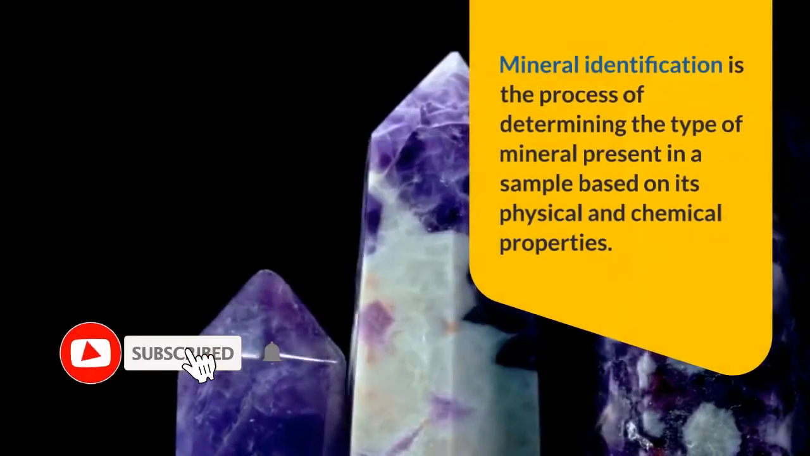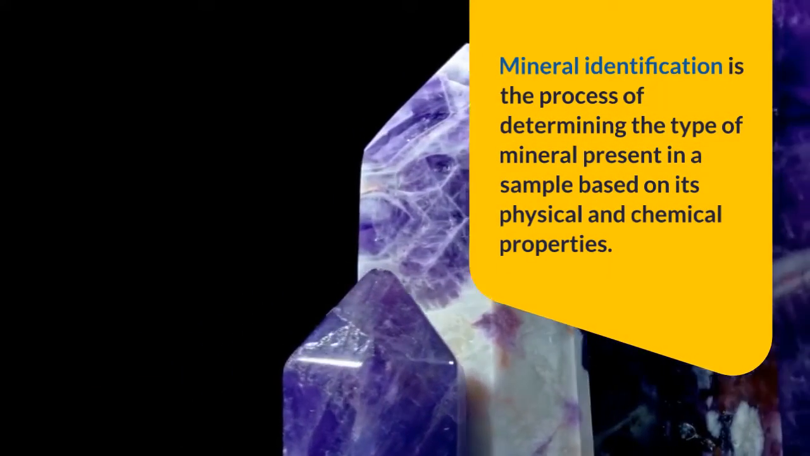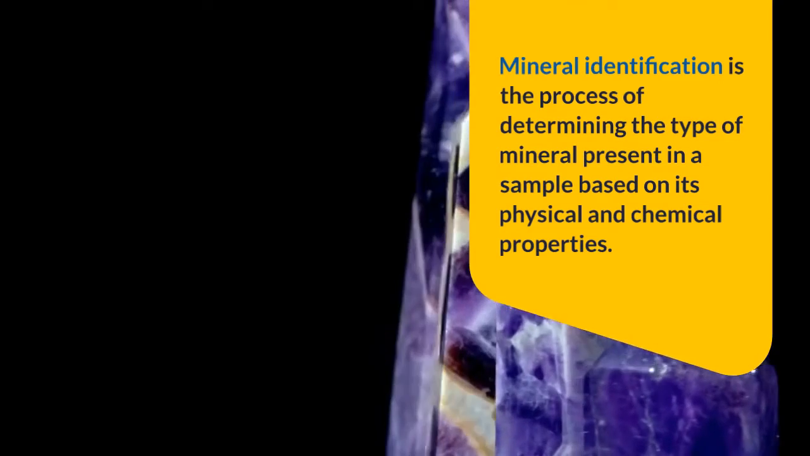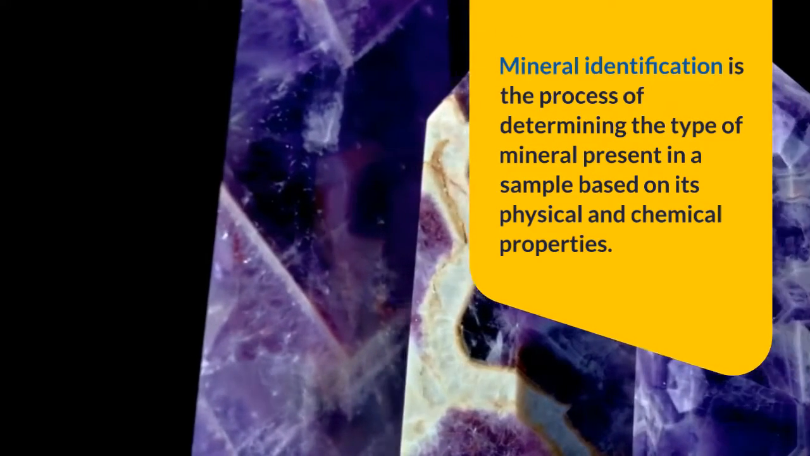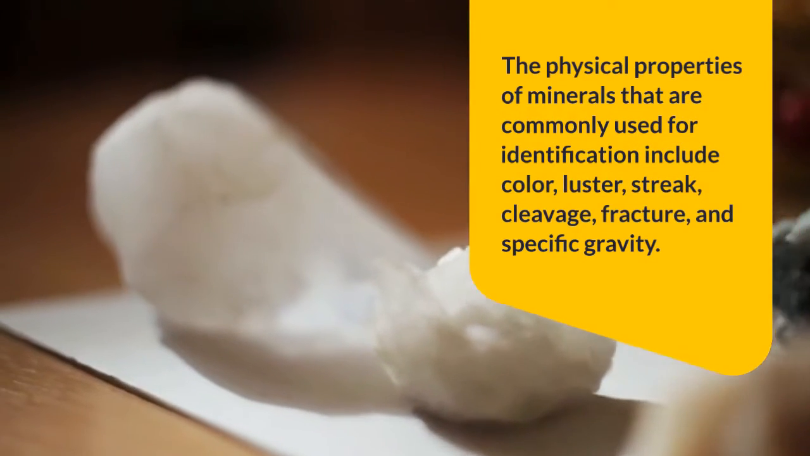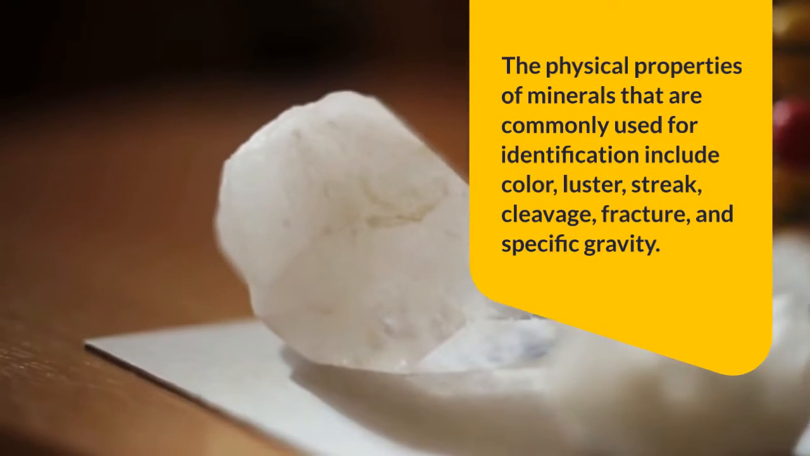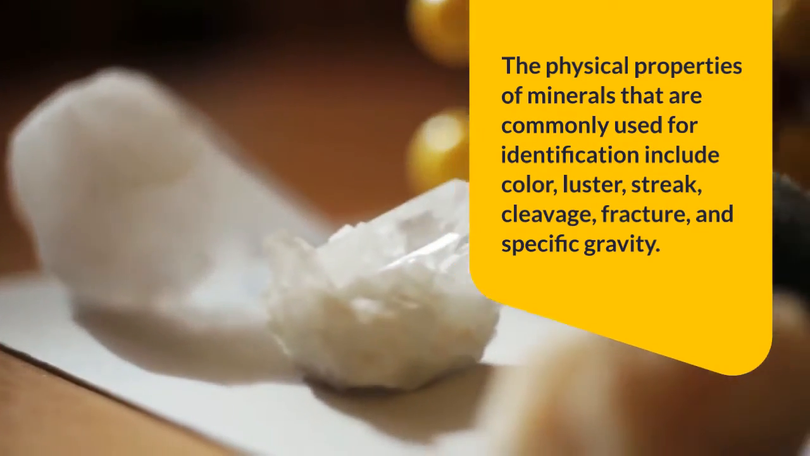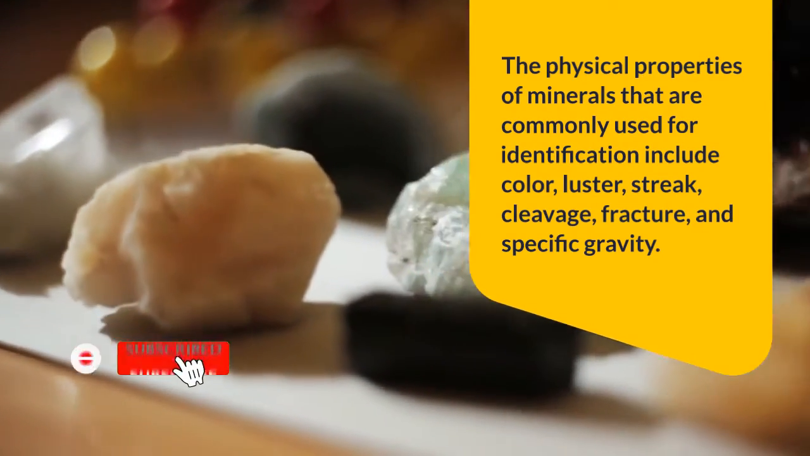Identification. Mineral identification is the process of determining the type of mineral present in a sample based on its physical and chemical properties. Mineralogists use a variety of techniques to identify minerals, including visual observation, hardness testing, and chemical analysis. The physical properties of minerals that are commonly used for identification include color, luster, streak, cleavage, fracture, and specific gravity.